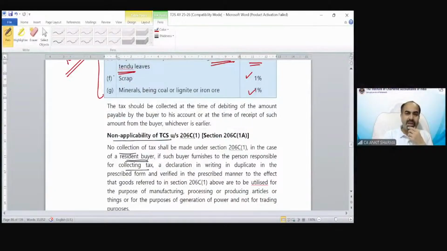The tax should be collected at the time of debiting of the amount payable by the buyer to his account or the time of receipt, whichever is earlier. Same as in the case of TDS. There the amount needed to be credited. Now in this case, the amount needs to be debited.